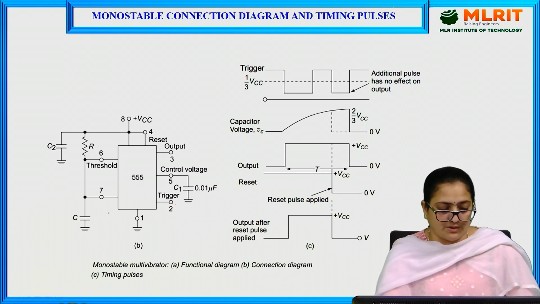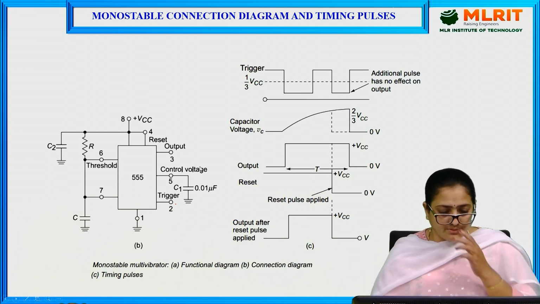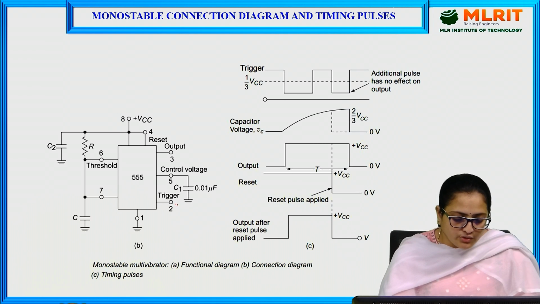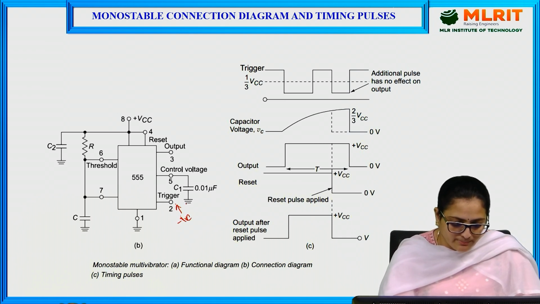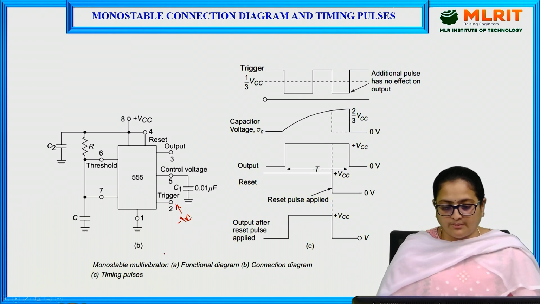Now, if you give a negative voltage at the trigger input, that is, an input voltage less than the trigger level, the same action is going to happen here through the 555 timer IC.